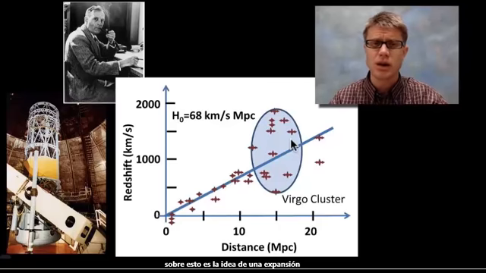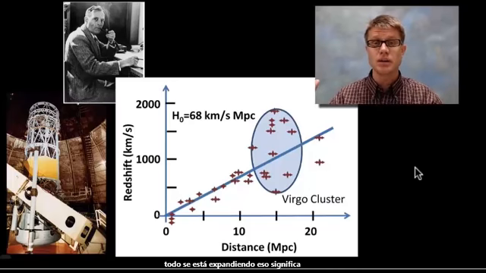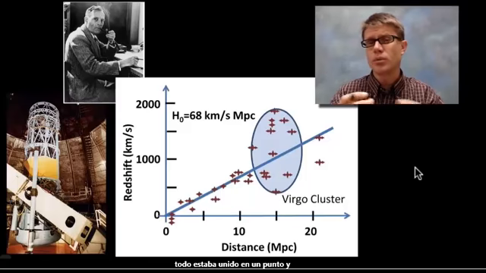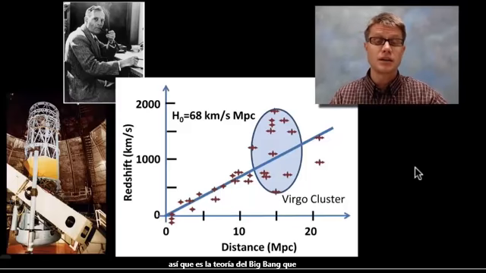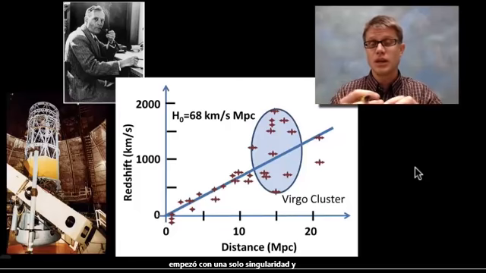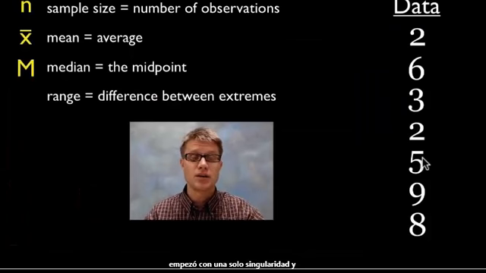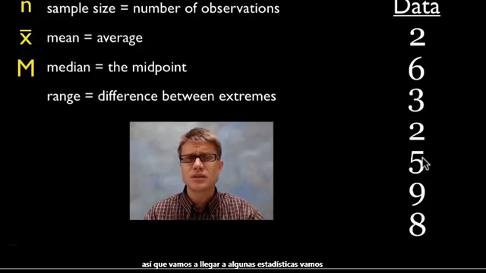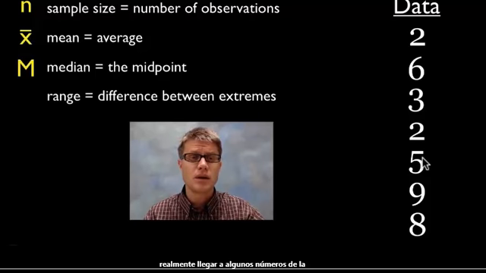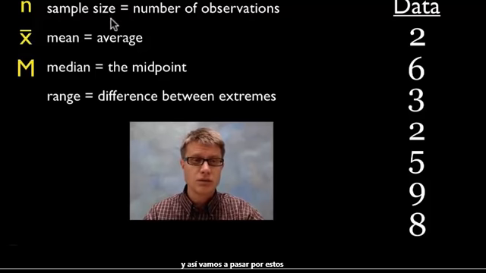And what's the prediction that we make based on this? It's the idea of an expanding universe, and the idea that since everything is expanding, that means everything was together at one point. And so this is that Big Bang theory, that idea that all of the universe began at one singularity. And so let's get to some statistics. Let's actually get to some numbers of the sample. And so let's go through these.